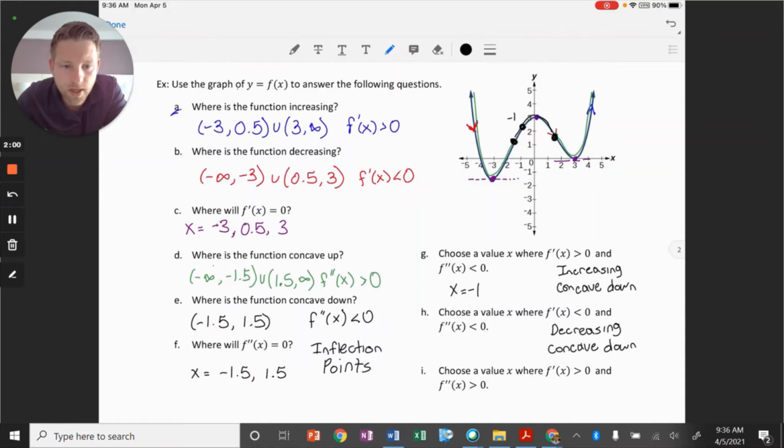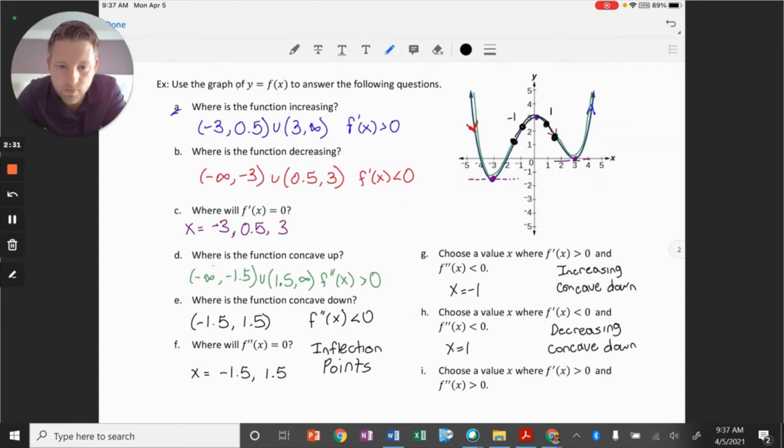Well, let's take a look at where we are concave down and decreasing. That would be on the other side of this portion of our function. An example there might be +1. We are decreasing in our slope and we are concave down in our shape. So x equals 1 would be a great example of that point.